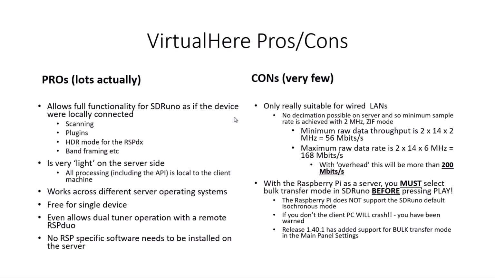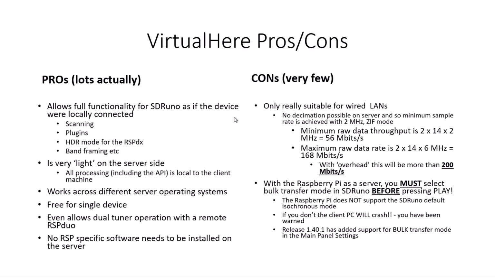Now with USB there are 2 different transfer modes that you can use. One is called isochronous transfer mode, and one is called bulk transfer mode. Isochronous mode is typically used for high-end devices that transmit a lot of data and have a low latency requirement. By default, the RSP and SDRuno together use isochronous mode. Now we've had problems in the past with ARM-based devices and their isochronous support. So some time ago we added bulk transfer mode support for an RSP.